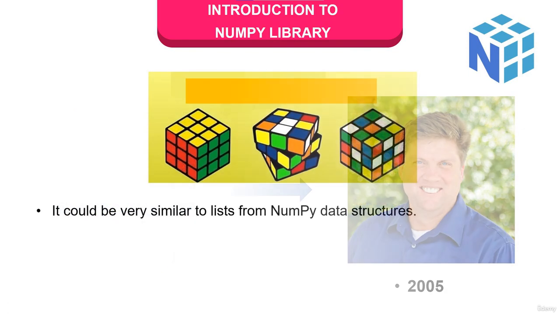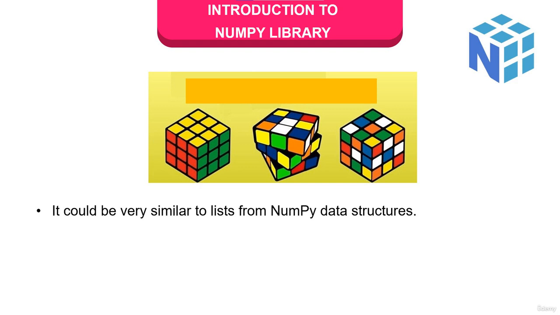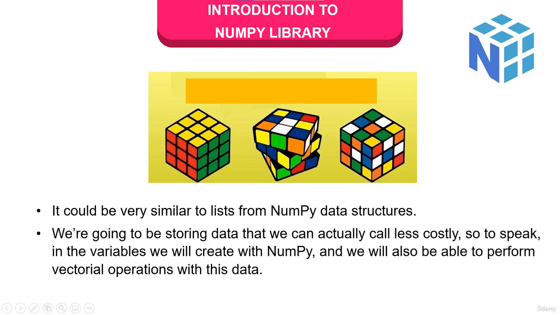Now, you might think, yeah, it could be very similar to lists from NumPy data structures. However, I want to note a big difference here. We're going to be storing data that we can actually call less costly, so to speak, in the variables that we will create with NumPy. And we will also be able to perform vectorial operations with this data. Okay, so what does that mean then? Data that we can call less costly. Well, I do want to elaborate on this a little bit.